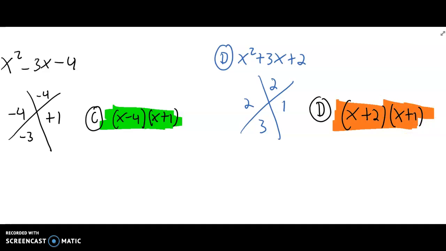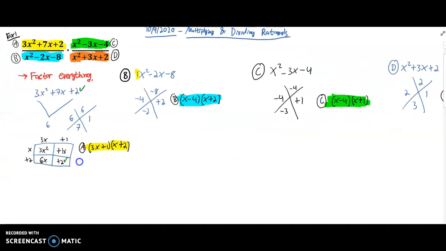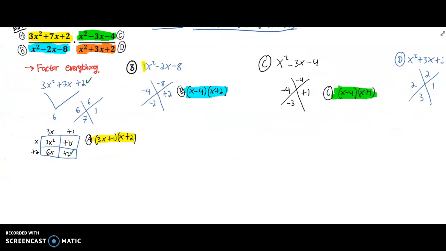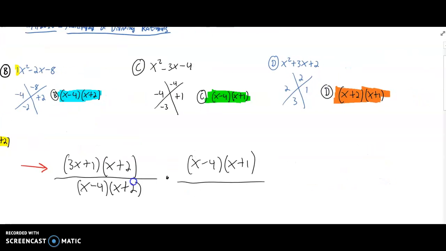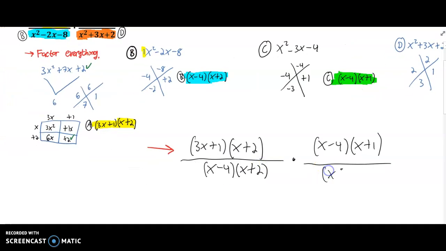Great. Now we just plug everything back in where it came from. So I'm going to start that right here. I've got 3x plus 1, x plus 2 up top, and then I have x minus 4 and x plus 2. My green up top here was x minus 4 and x plus 1, and down here I have x plus 2 and x plus 1.